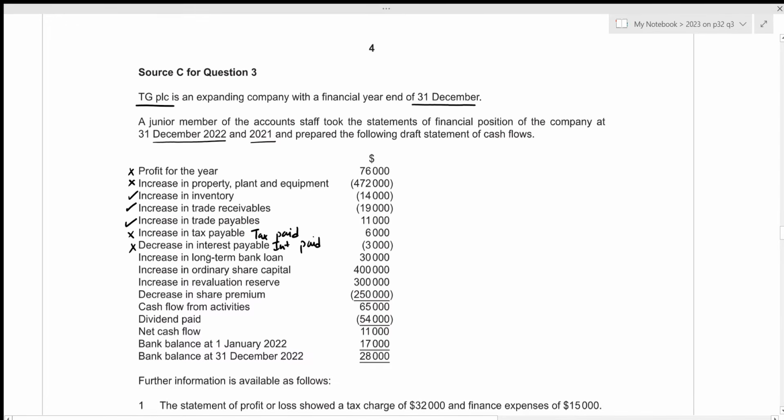Then there's an increase in long-term bank loan. So increment in the long-term bank loan, again, we're considering liability. Increment in liability will lead to cash inflow, which is to be added, which is added in this case. But this should be shown within our financing activities section.